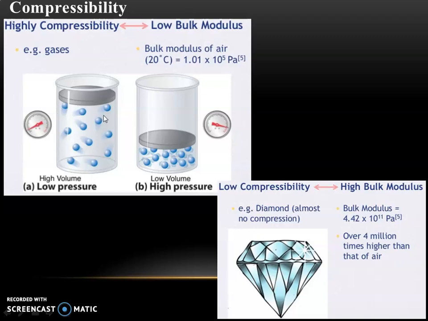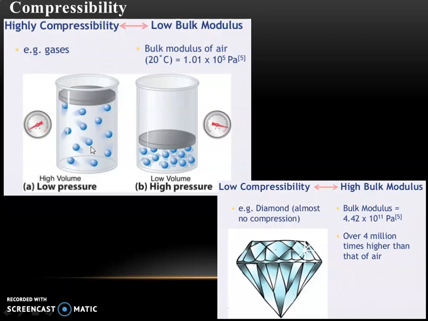Here there is a gas being contained in a container, wherein we can see that the molecules of gas are away from each other because there is low pressure being applied, and volume here is high. Volume is nothing but area into height. So area is pi r square and height is h.